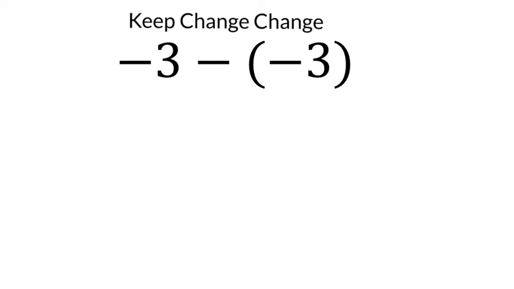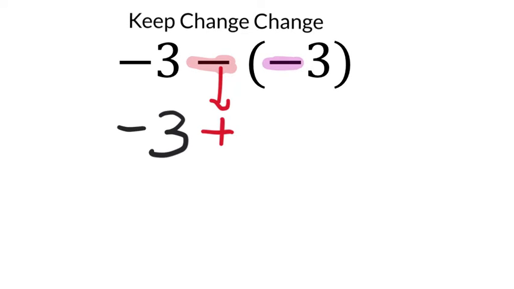All right, keep, change. So that first number 3, it will keep its sign, negative. Then I will go to the minus here, and I will change it into addition. And then I will take this negative 3 and change it into a positive 3. Negative 3 plus positive 3 now.